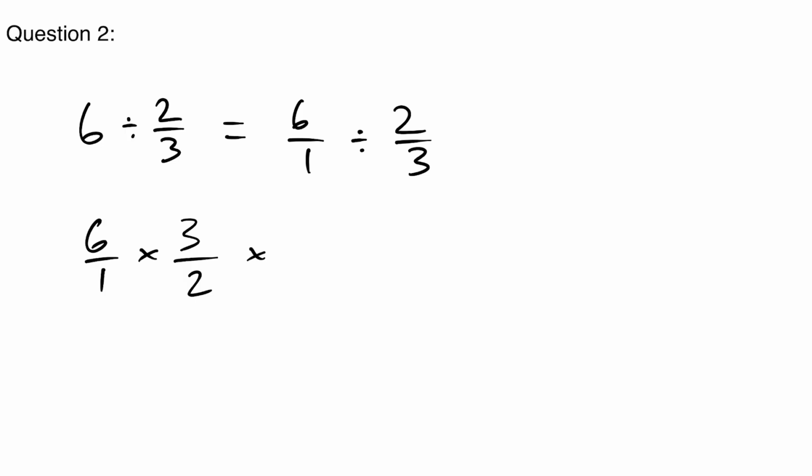So 6 times 3 is going to be equal to 18, and then 1 times 2 is going to be equal to 2, and so our final answer is 18 over 2, but we can simplify this. 18 divided by 2 is equal to 9. And so our final answer here is 9.